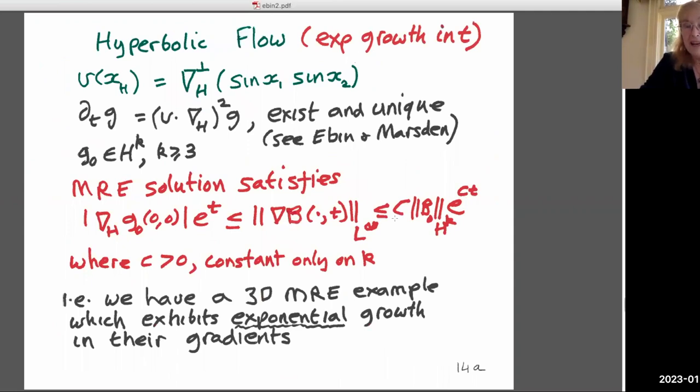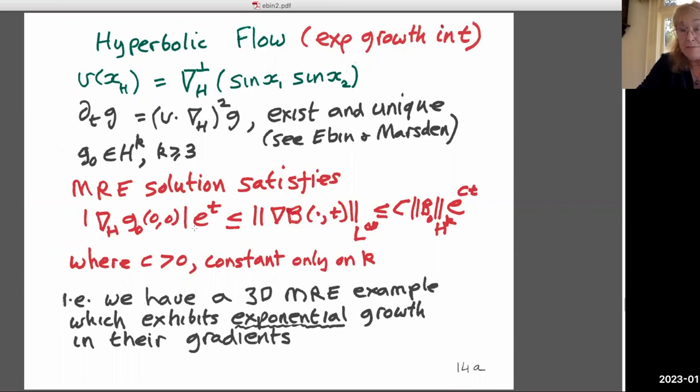So we also consider a slightly more complicated variant. Again, consider hyperbolic flows, with singularities at a hyperbolic point. So again, a steady state solution of the 2D MRE equation, the perpendicular gradient of the function given by sine x1, sine x2. So hyperbolic flow. And now in this case, G satisfies the equation that I was describing, basically a diffusion equation rather than a transport equation. We've got existence and uniqueness for our MRE equation, thanks to the groundbreaking paper of Ebin and Marsden. So we know we've got existence and uniqueness for this hyperbolic flow in our G equation.